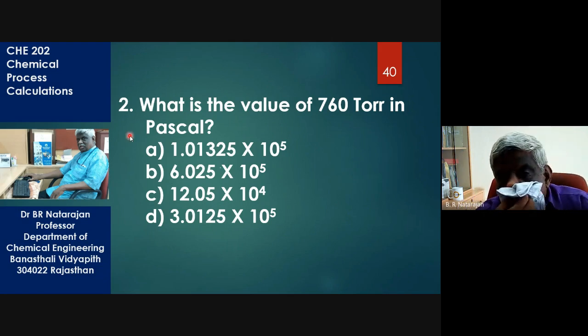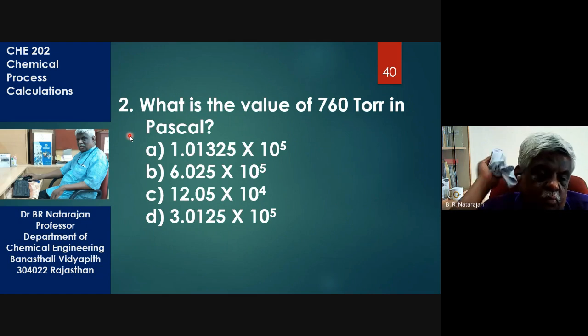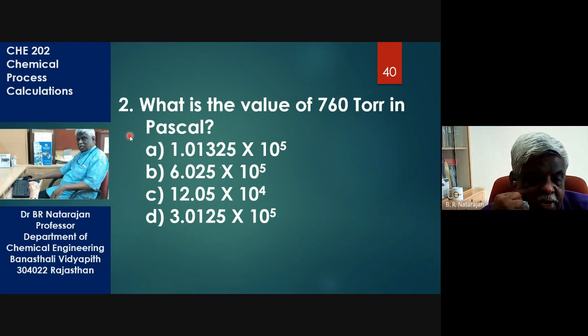Next comes, what is the value of 760 torr in Pascal? Remember, I just told you. Some of these things you will have to remember. 760 torr is 1 atmosphere, and 1 atmosphere is 101.3 kilopascal. You are asked to convert 760 torr to Pascal, so go step by step. 760 torr is 1 atmosphere and 1 atmosphere is 101.3 kilopascal. So 760 into 101.3 gives kilopascal, and divided by 1000, you get Pascal.